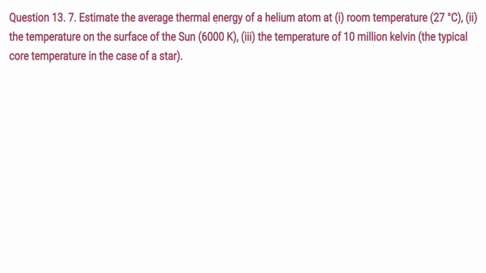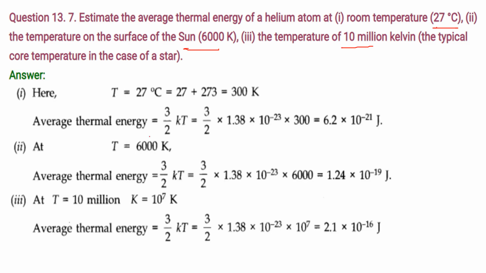Estimate the average thermal energy of helium atom at room temperature, which is 27 degrees centigrade. The temperature of the surface is 6000 Kelvin, and the temperature of 10 million Kelvin, which is typically you will find in the core of the star, the center of the star. So what we have to do here is we just have to use one expression, 3/2 kT. So k is known to us, which is Boltzmann constant.